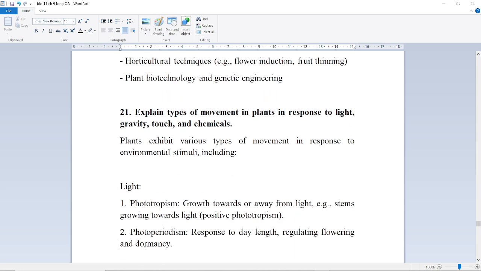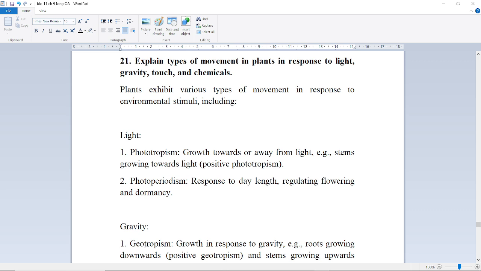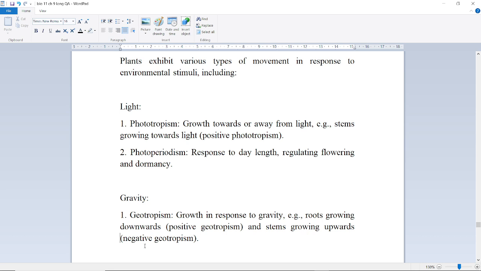Next question is: explain type of movements in plants in response to light, gravity, touch and chemicals. Plants exhibit various types of movements in response to environmental stimuli including, first of all, we see light.